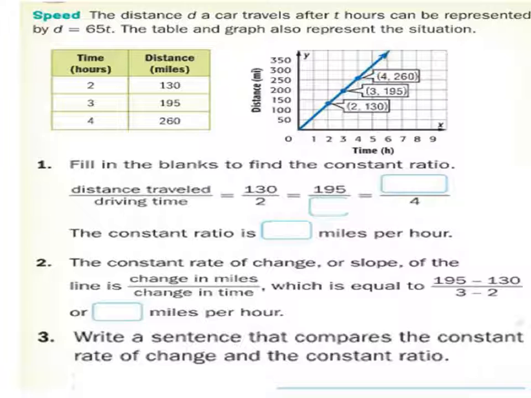This is on page 81. So if we look at this graph, okay, see how it's got 2 and 130? If I use this point, let me zoom in here.